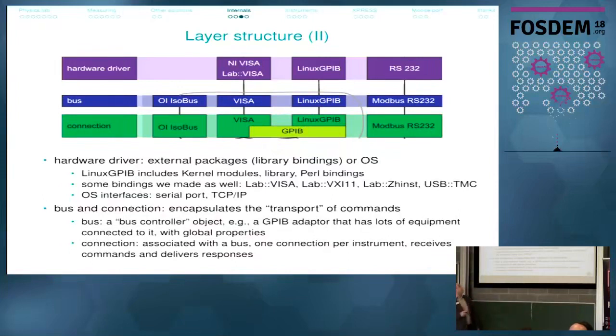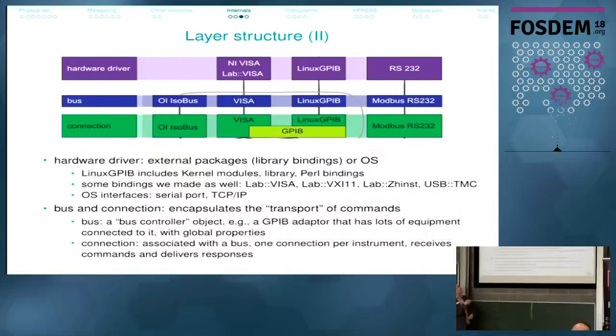Yeah, and the bus and the connection level, they encapsulate the transport more or less, the command transport. Bus means we have one object for one host adapter more or less. So for example, for GPIB, you have one object that corresponds to the adapter card that goes into your PC, a PCI Express card, for example, that then connects to the cables. And that also has global properties that are not specific to the instruments connected to the bus, but that are specific to the entire system of connection.